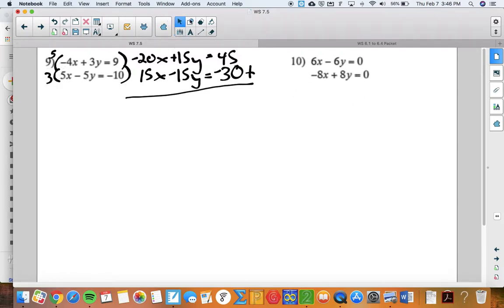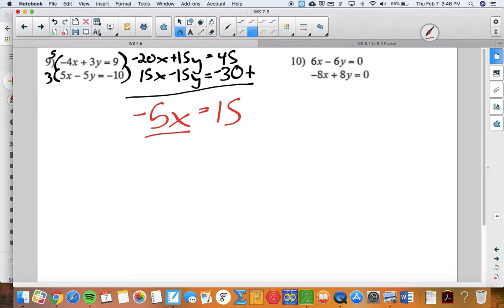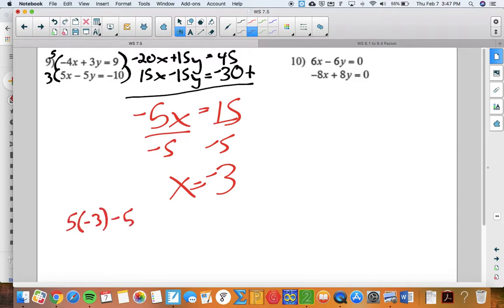However, the x's do not get eliminated. And so I have negative 5x equals 15. So that means that x equals negative 3. So there is a solution here, folks. I know that x is negative 3, and then I use that to figure out what y is. I substituted into one of the equations. I chose to use the bottom equation.